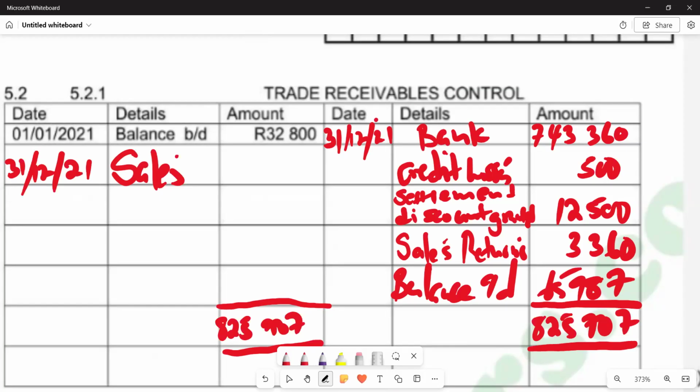So basically we are saying 835,707, and then we subtract 32,800. Then we are going to get 792,907. So this is what we have, guys. This was the balancing figure that we got there. So you see that the trade receivable control is also used to find the figure for sales. Usually, when we have incomplete records, there is a necessity that we apply the trade receivable control so that we can find the sales figure.